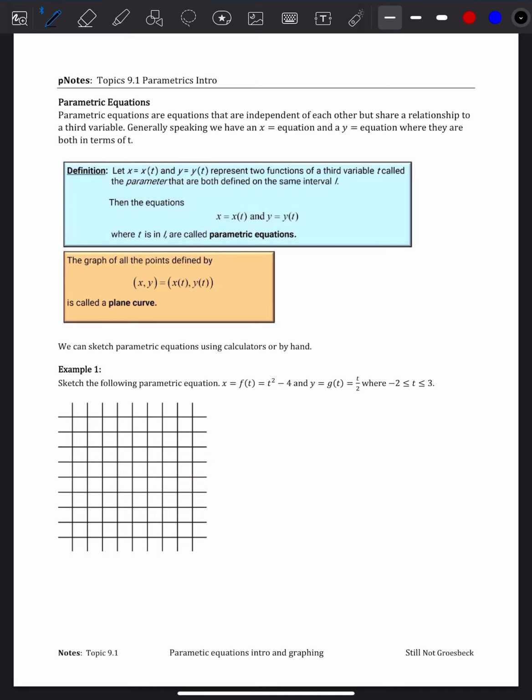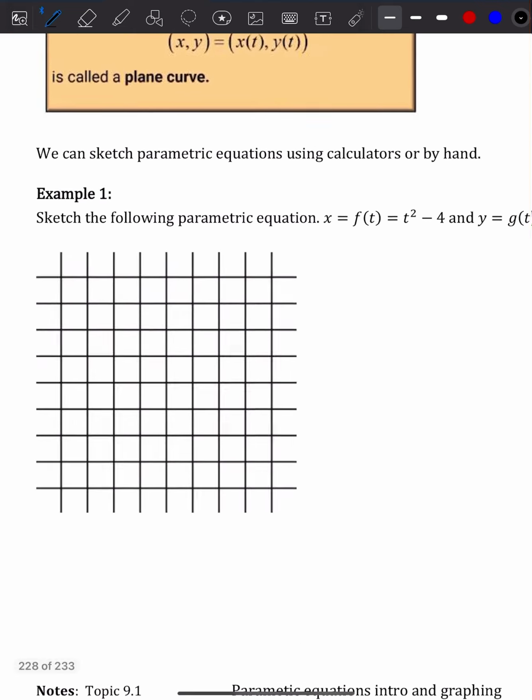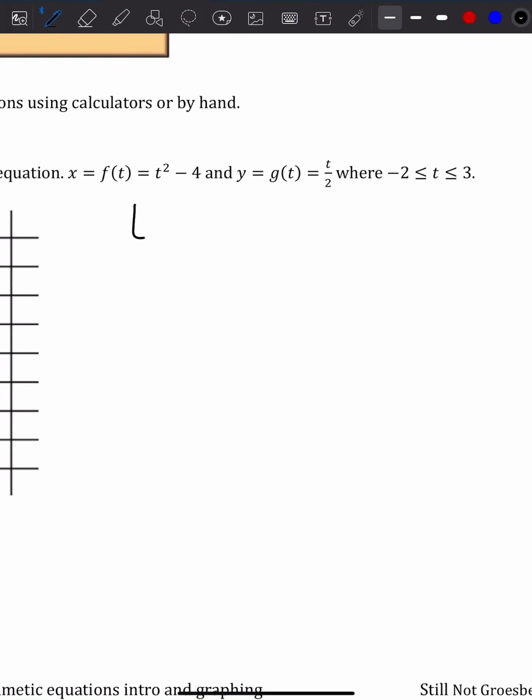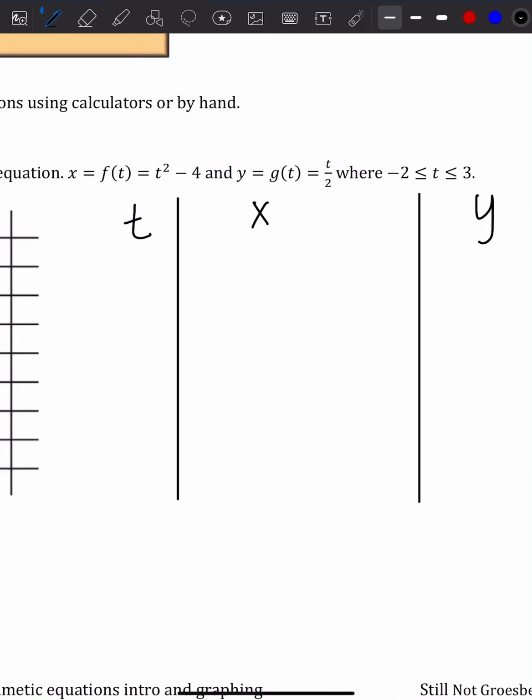So sketch the following parametric equation. X equals f of t, which is t squared minus 4, and y equals g of t, which is t divided by 2, where our t values are between -2 and 3. So what we're going to do to kind of help us out here is make a table. Our table is going to have t values, our x equation, and then our y equation.